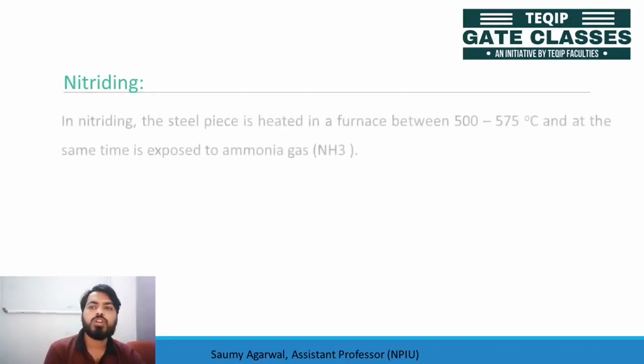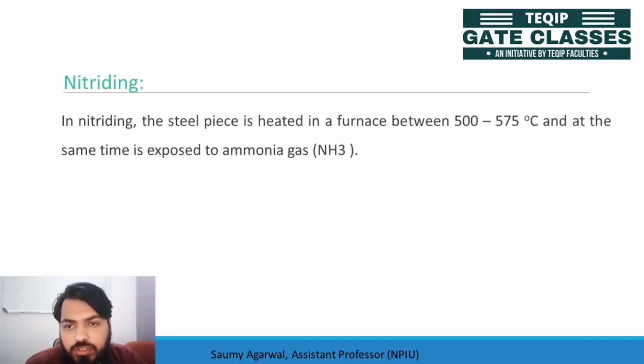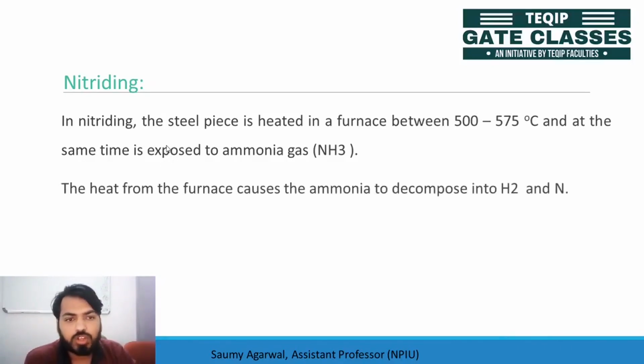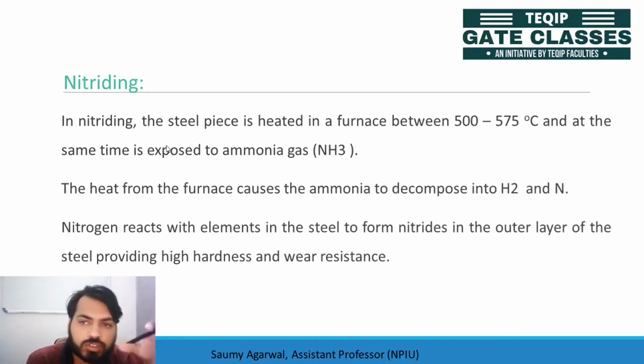Okay, so in nitriding, the steel piece is heated in the furnace at 500 to 570 degrees Celsius, okay, in between 500 to 575 degrees Celsius, and at the same time it is exposed to ammonia gas. Okay, why does it have to be exposed? Because then you can diffuse the nitrogen from the ammonia gas into the surface of the iron block.